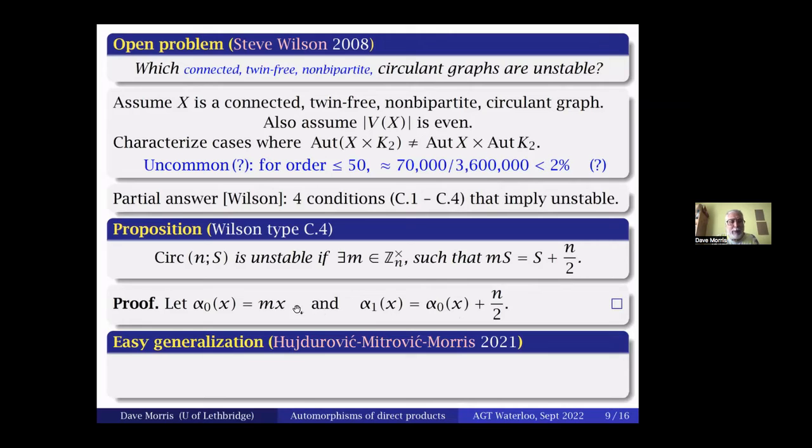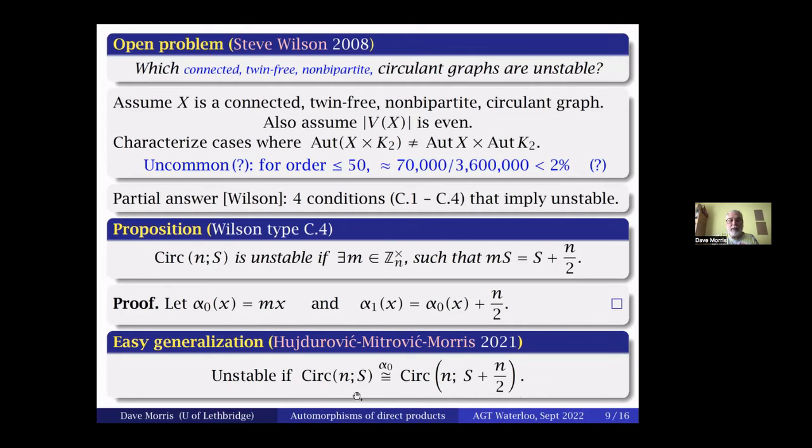And now if you're familiar with the CI property, you recognize what's going on here. Taking m times x is the usual automorphism of a circulant graph. And it turns out that that's actually all that's being used here. You don't need to know that alpha naught is actually m times x. The same proof works if this here is an isomorphism from the original graph to the graph you get by adding n over 2. So if the circulant graph on S is isomorphic to a translated circulant graph, then the circulant is unstable.